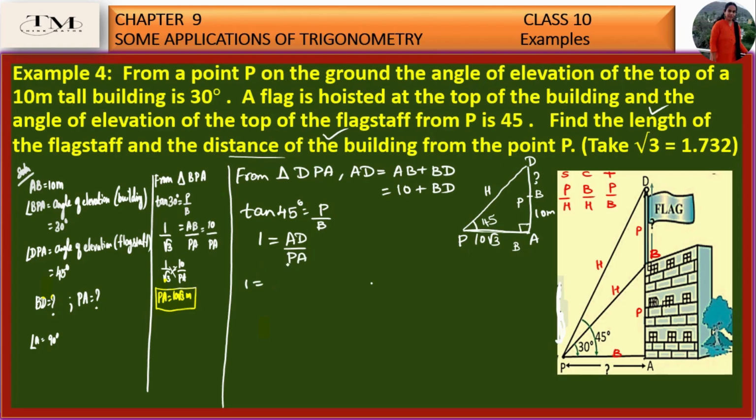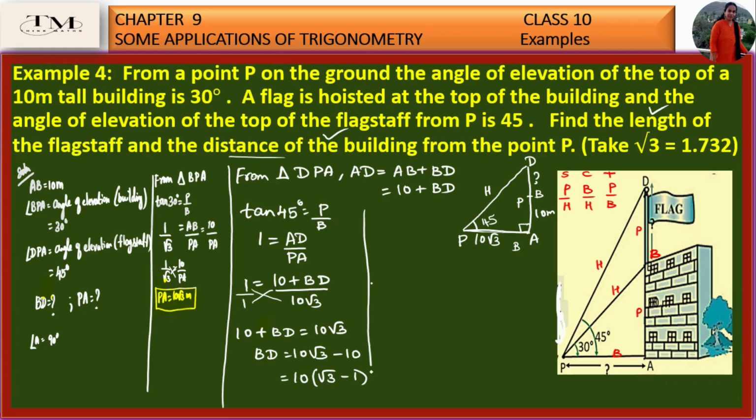So 1 is equal to AD can be written as 10 plus BD, 10 plus BD divided by, what is PA? It is 10 root 3. So just cross multiply. 1 is nothing but 1 by 1. So cross multiplying, 1 into anything is the same number. So 1 into 10 plus BD is 10 plus BD equal to 1 into 10 root 3. So we need BD, which is equal to 10 root 3 plus 10 will become minus 10. So both we have 10 as common. Keep that 10 outside. So remaining we have root 3 minus 1.